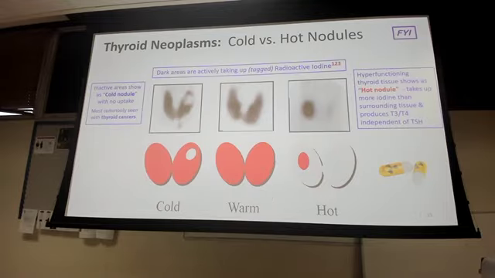Okay, so thyroid neoplasms. I'm going to talk about this, and then I'm going to tell you something after we're done. Okay? Let's go ahead and take a 10-minute break. We're doing that time.